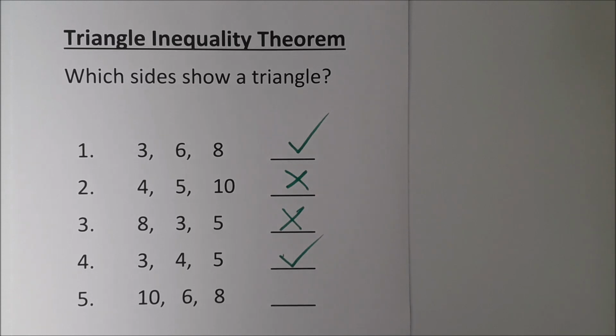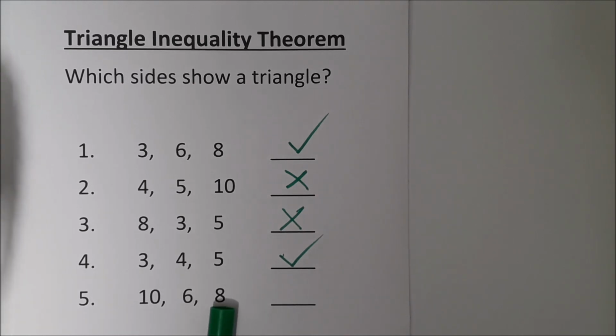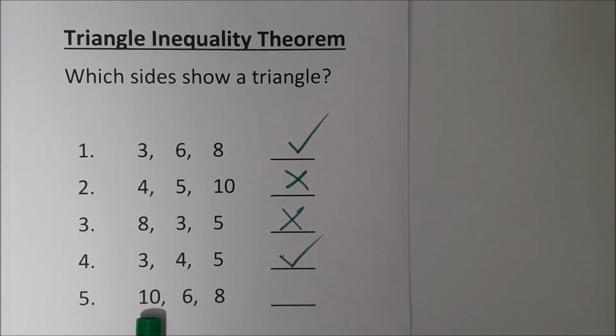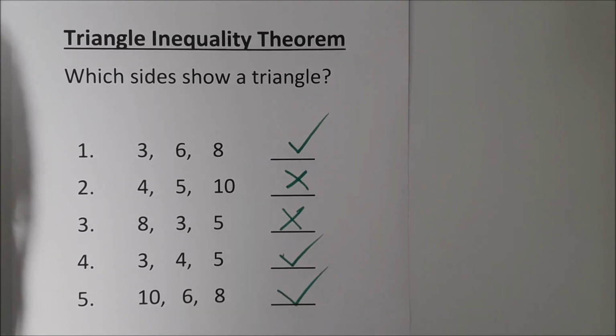Go ahead, find the two smaller ones. Add 8 and 6, which is 14, and 14 is greater than 10. Add 10 and 6, which is 16, and 16 is greater than 8. And add 8 and 10, which is 18, and 18 is greater than 6. So therefore it is a triangle.